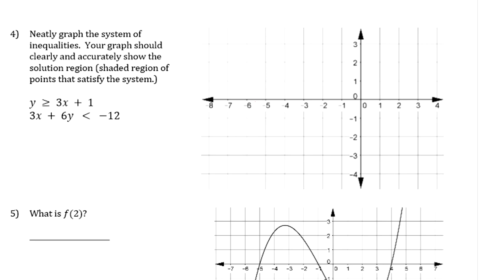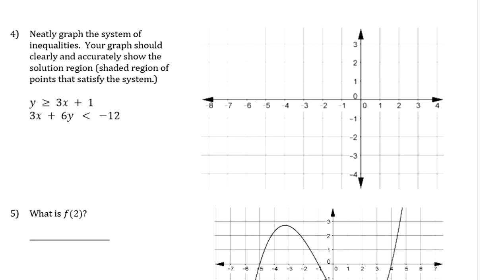So we are now on the second page of this chapter 10 test, and it says neatly graph the system of inequalities. Your graph should clearly and accurately show the solution region. That's the shaded region of points that satisfy the system. In other words, makes both inequalities true at the same time.